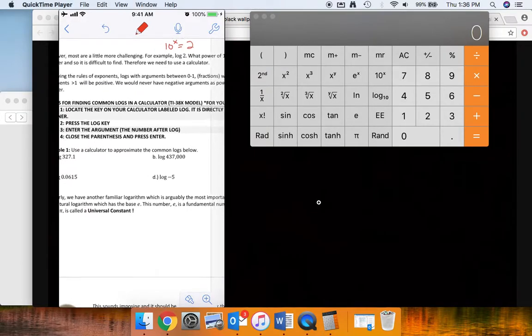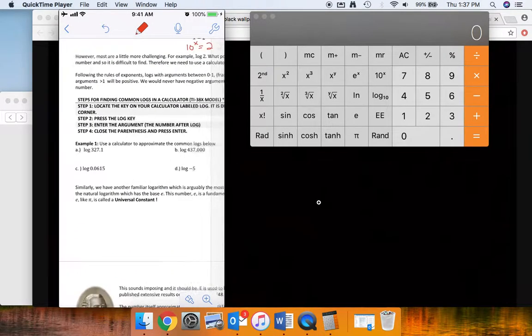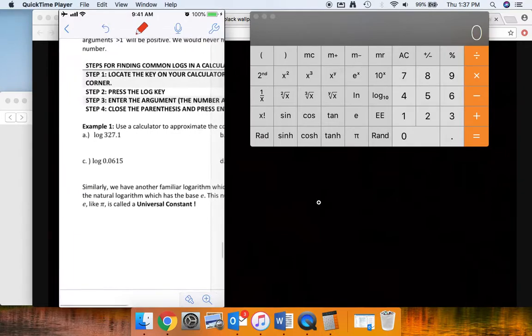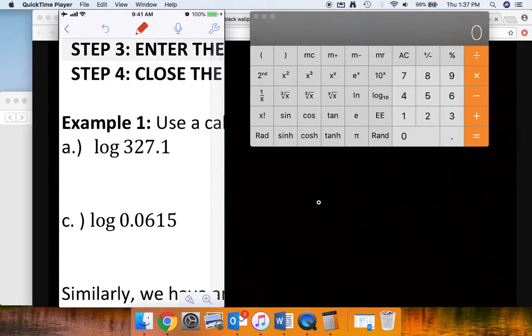So we're actually going to use the calculator to solve these. But why do we need the calculator? Well, let's convert this. I'm down in example 1: use the calculator to approximate the common logs below. I'm looking at A here. I know it's base 10 because it doesn't have a subscript, kind of like when I see 2, I know it's 2 to the first power even though the 1 isn't written there. When I have 6, I know it's 6 plus 0, even though it's left off. So I know this is technically log base 10 of 327.1 equals x.